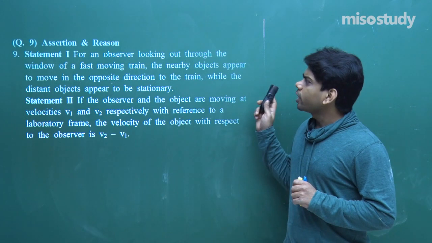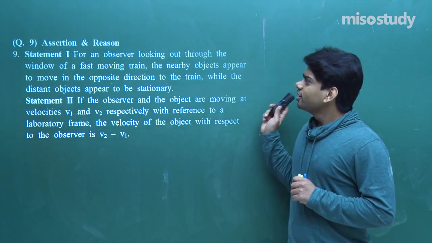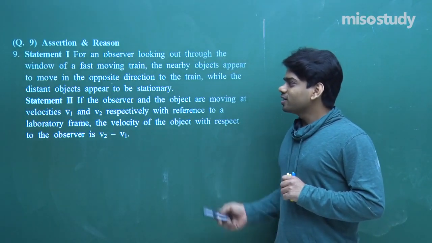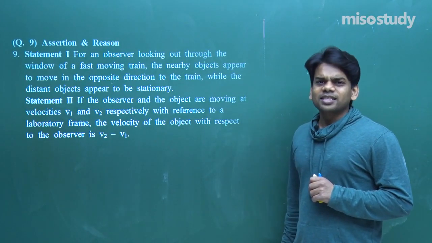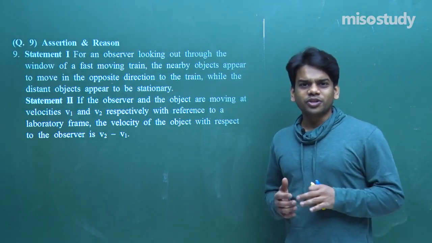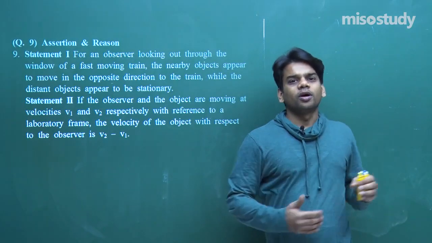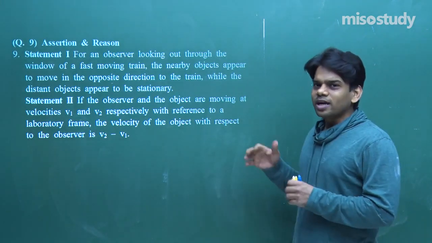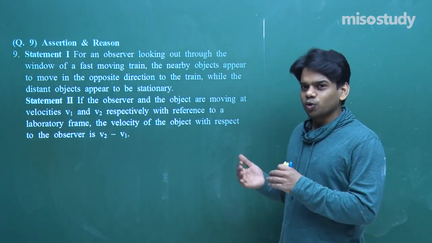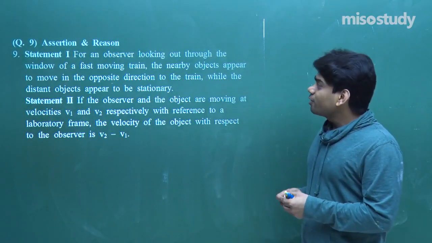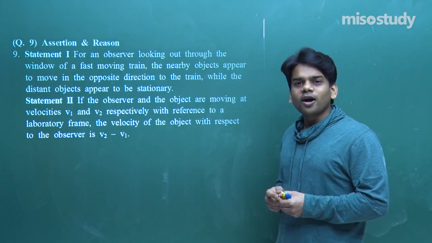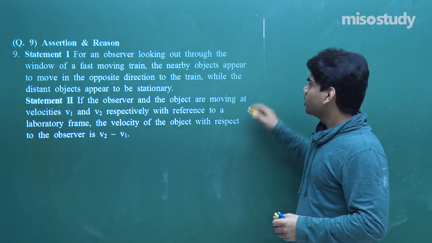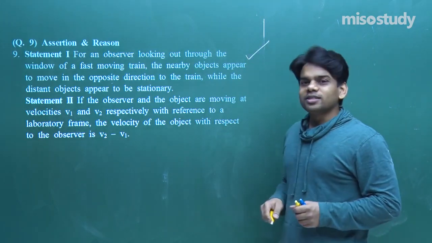Statement 1: for an observer looking out through the window of a fast moving train, the nearby objects appear to move in the opposite direction to the train while the distant objects appear to be stationary. Yeah, that's clear, because when you move in a train or a bus, nearby objects appear to go in the backward direction. That's quite a relative kind of thing, because one is outside, stationary with respect to the ground, and with respect to you it will be moving in the opposite direction. And distant objects, because they are very far, it's our perception, we feel that they are stationary. So statement number 1 is true.